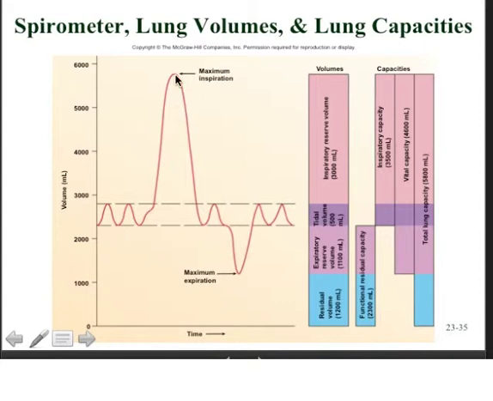Here you see this big peak and down here this big valley, okay? The distance between here and here is what we would call your vital capacity. That's the maximum amount of air that you can physically move in and out of your lungs with total effort. It's composed of your expiratory reserve volume, your tidal volume, plus your inspiratory reserve volume.